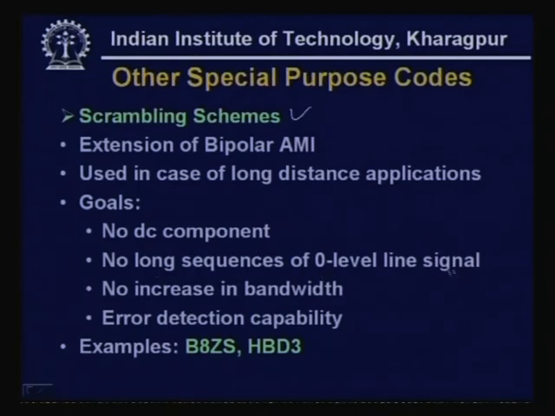no long sequence of 0 level line signal. That means, whenever there are long sequences of 0 level, we shall try to forcibly introduce some transition. However, with minimum increase in bandwidth, as we shall see in the next lecture. Then it should have some error detection capability. Examples of such scrambling schemes are B8ZS and HDB3, which we shall discuss in the next lecture.